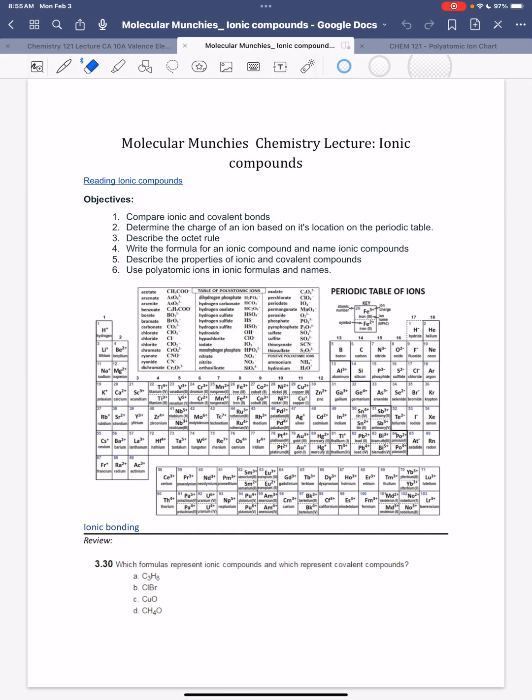Good morning, chemists. There is a little bit of background information that we need before we can begin talking about balancing chemical equations, and I'm going to give you that information now about ionic compounds.